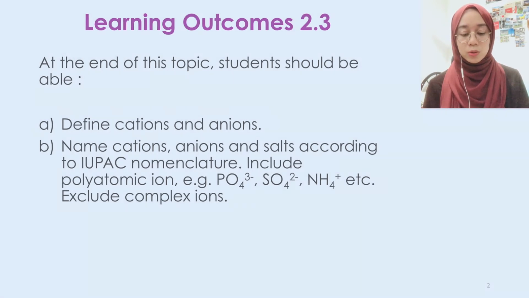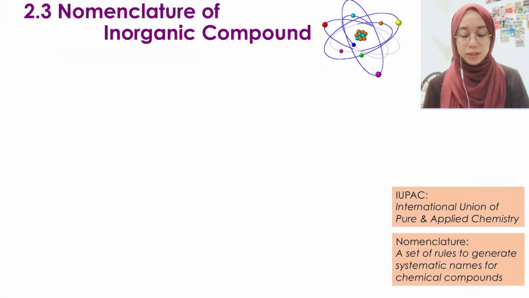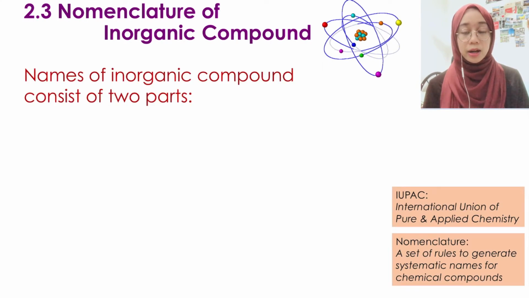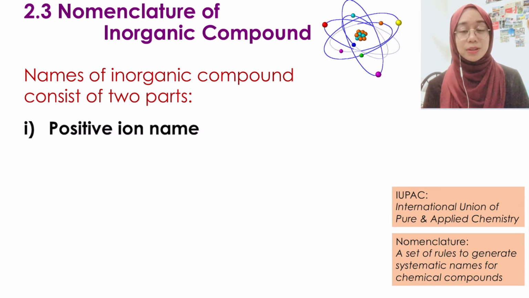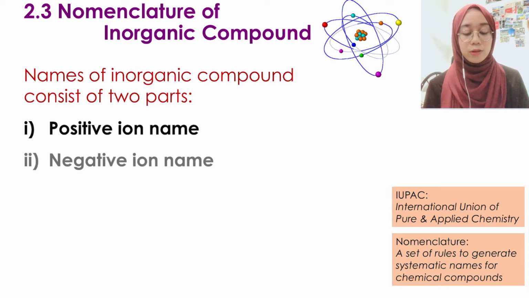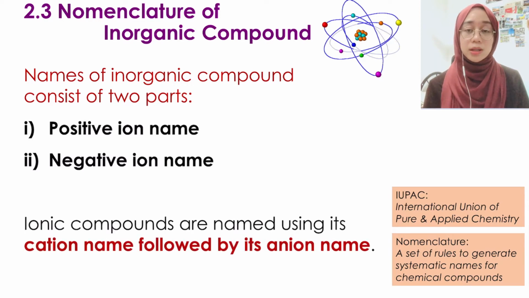Let's have a look first at how to name the inorganic compound. The name of an inorganic compound consists of two parts. Part 1 is the positive ion name, followed by the negative ion name. So ionic compounds are named using the cation name followed by the anion name.